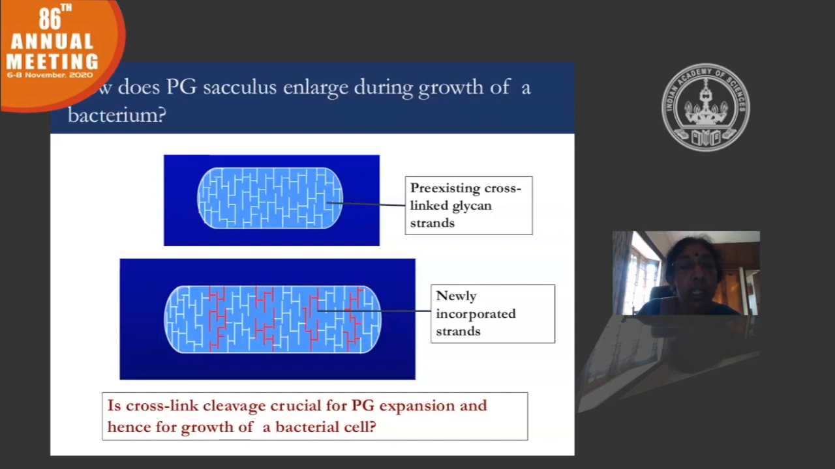So the hypothesis was that the new strands, which are indicated here in red, get incorporated diffusely here, thereby facilitating the growth of the cell. So we asked the question: the cross links which we have seen earlier, which are seen between these glycan strands, is their cleavage important for peptidoglycan expansion and hence for the growth of a bacterial cell?